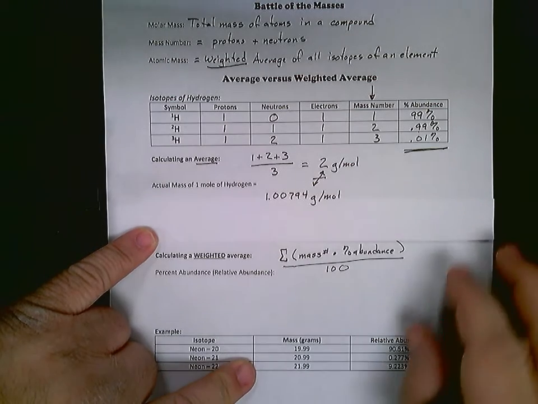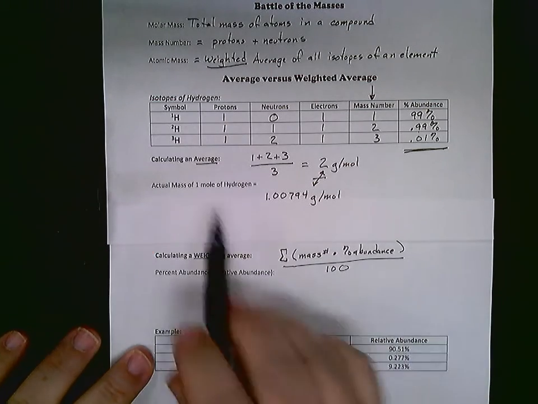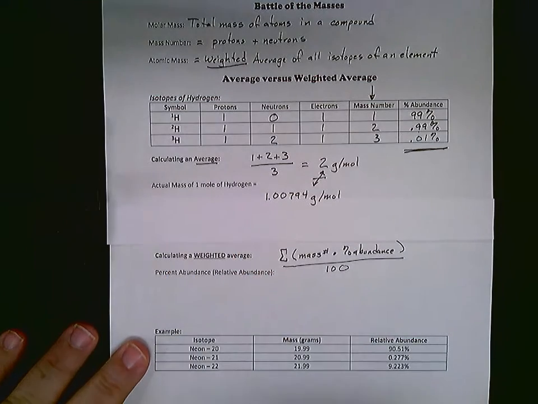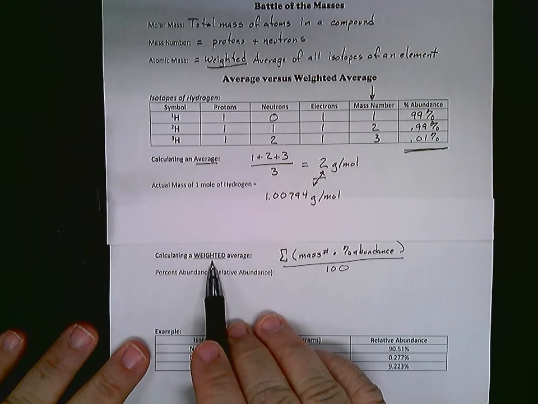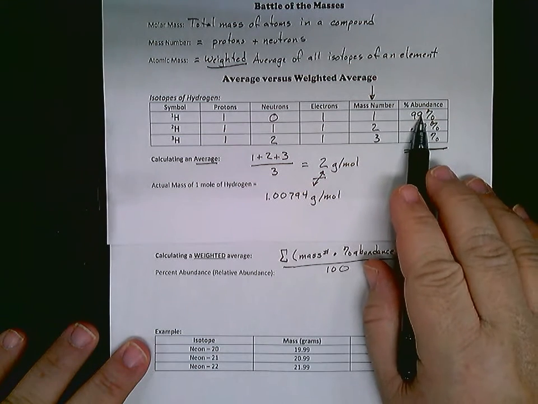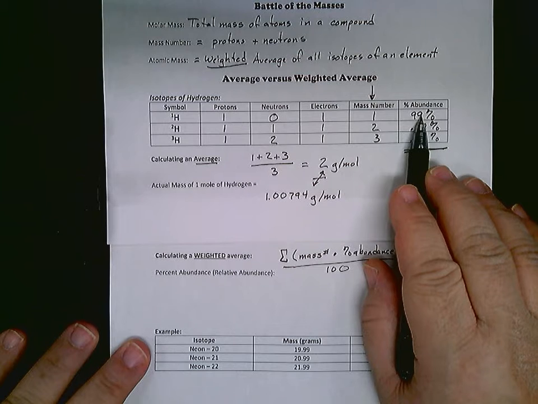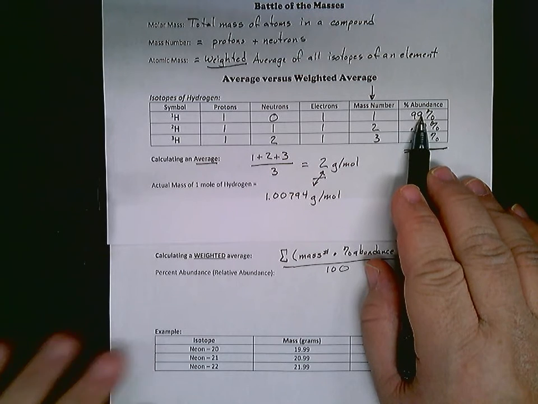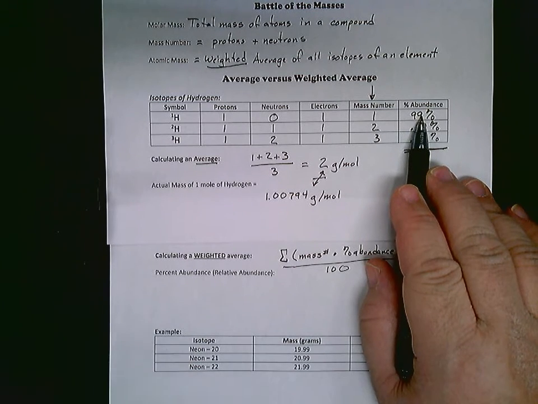And the reason for that is because we don't use an actual average, we use what's called a weighted average. What this means is we actually have to take into account something called percent abundance, or you'll also hear relative abundance. In other words, what actually shows up in nature for us.